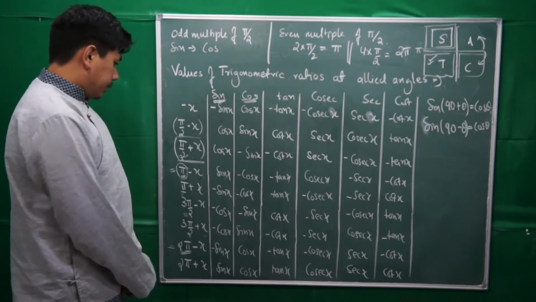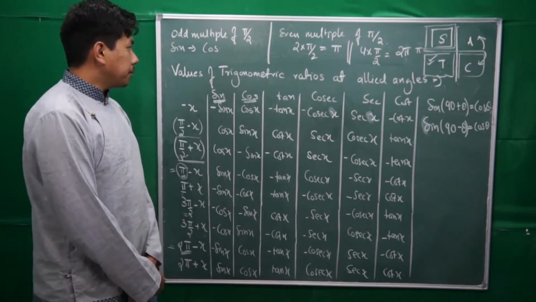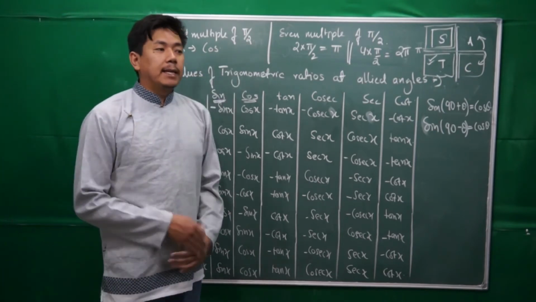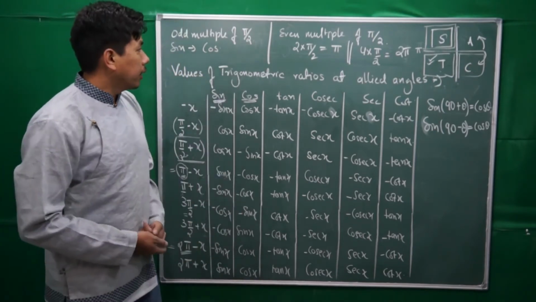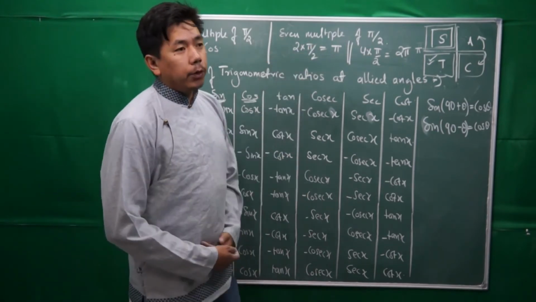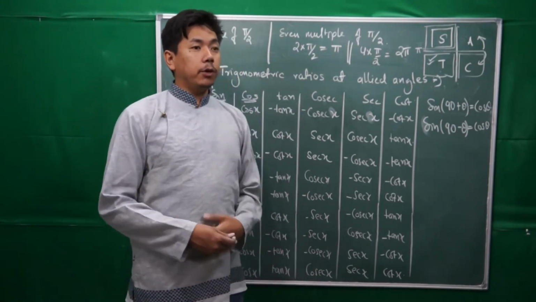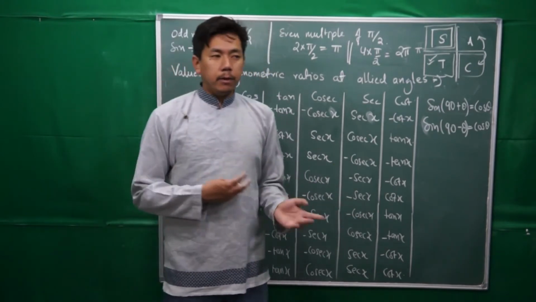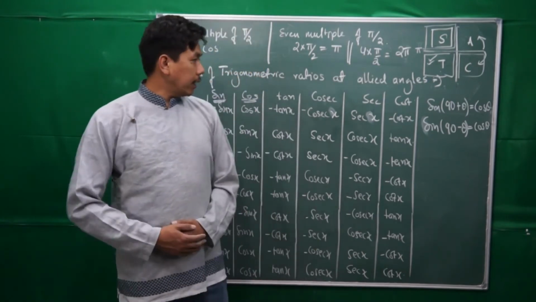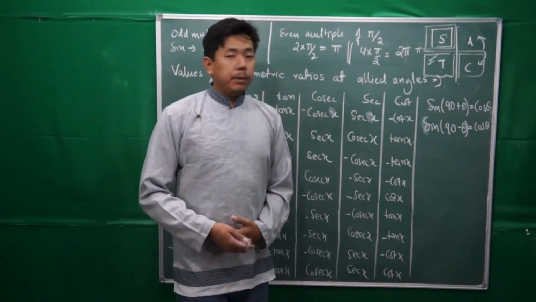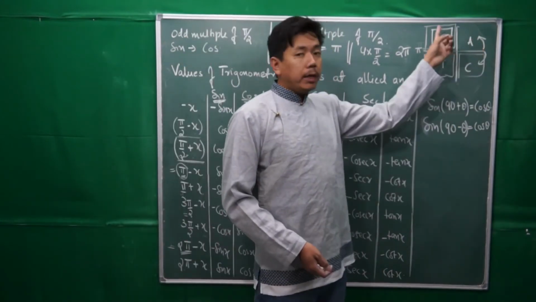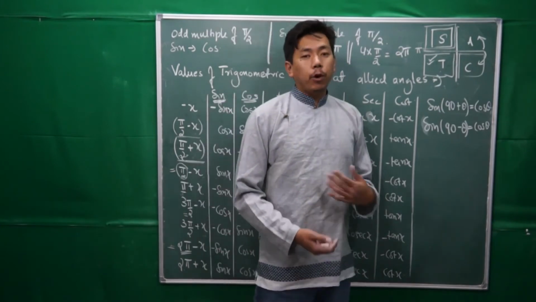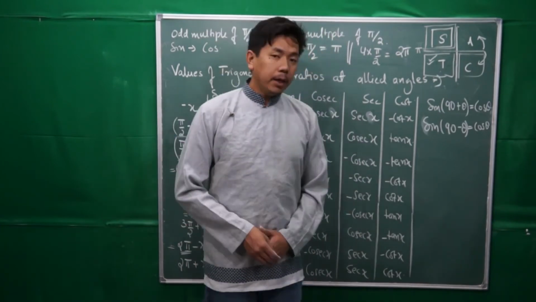Okay, clear? Just keep this in mind that for odd multiple of pi by 2, we'll have to change sine into cos, sec into cosec, tan into cot. But for even multiple of pi by 2, sine will remain sine, cos will remain cos, and tan will remain tan. Likewise for every other ratio as well. However, keep this in mind: in which quadrant the angle lies, and for which trigonometric ratio the value is positive or negative. Clear?